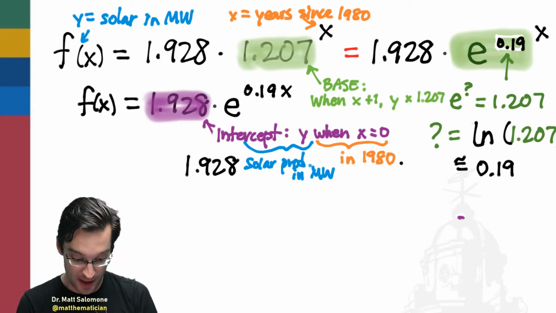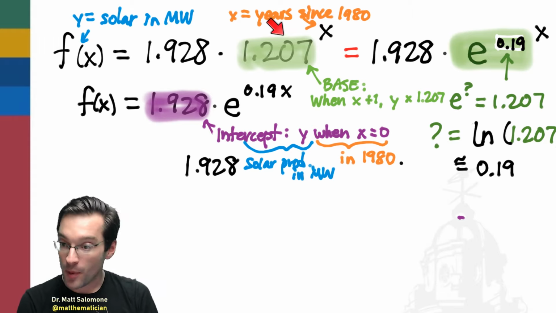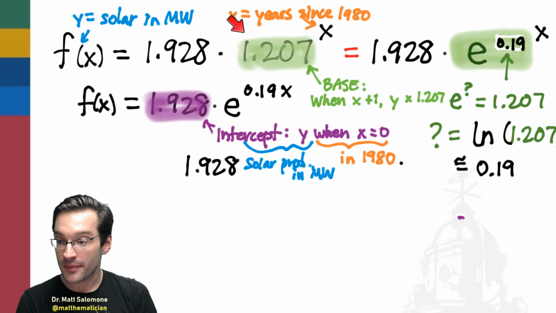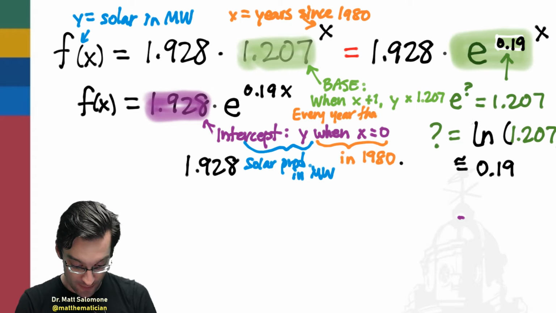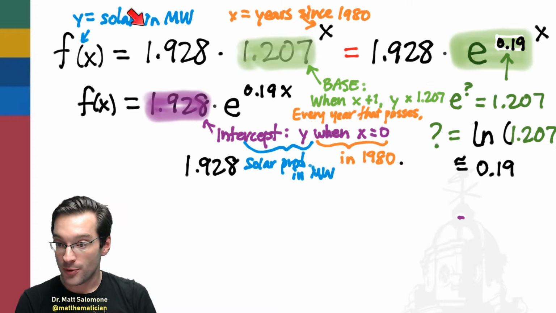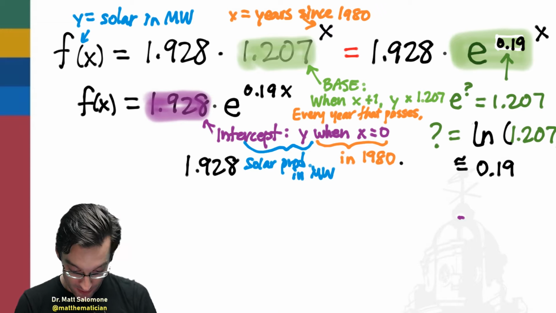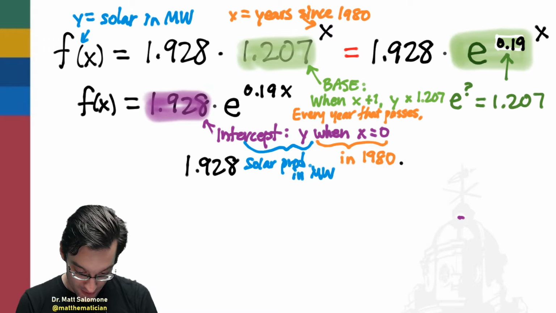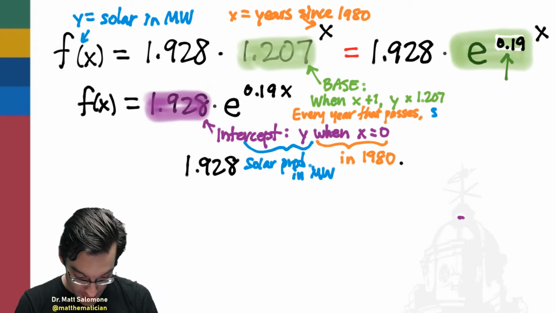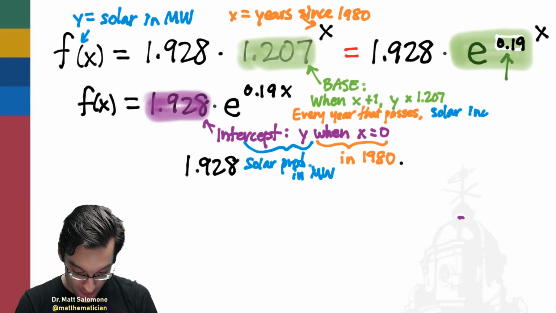That's going to be my shorthand here. But what does it mean for x to increase by 1 if x measures the number of years since 1980? Well, when x increases by 1, we can say every year that passes, y gets multiplied by 1.207, but y is the solar production in megawatts. So let me clear out some space over here. For every year that passes, the solar production increases by a factor of 1.207.